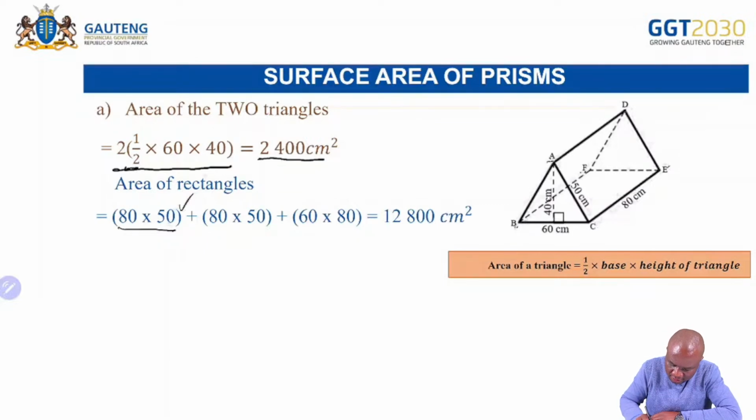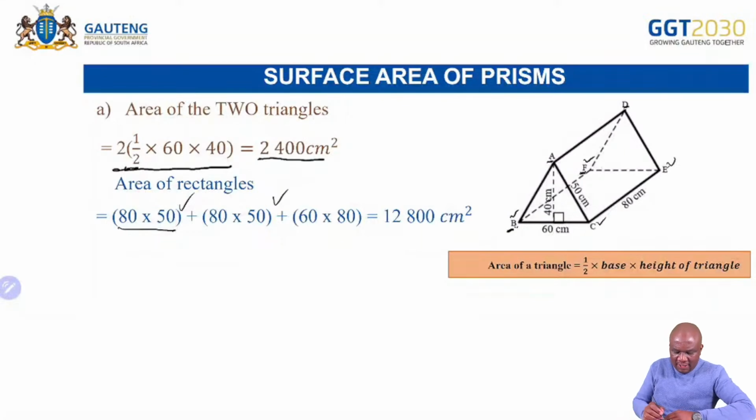ABFD. Right? It's another rectangle which is 80 by 50. And then we have the bottom one, which is rectangle BCEF. BCEF is 80 by 60 or 60 by 80, which is this one. You see that? So it's first rectangle plus second rectangle plus third rectangle.